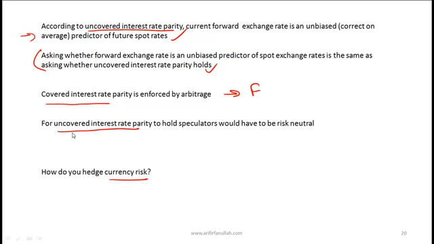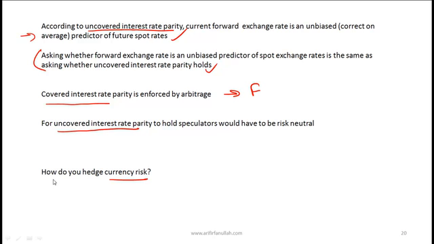Another point to keep in mind is that for uncovered interest rate parity to hold, speculators would have to be risk neutral, and speculators are not risk neutral typically. Therefore, as we discussed on the previous slide, uncovered interest rate parity generally does not hold in the short run or even the medium run.